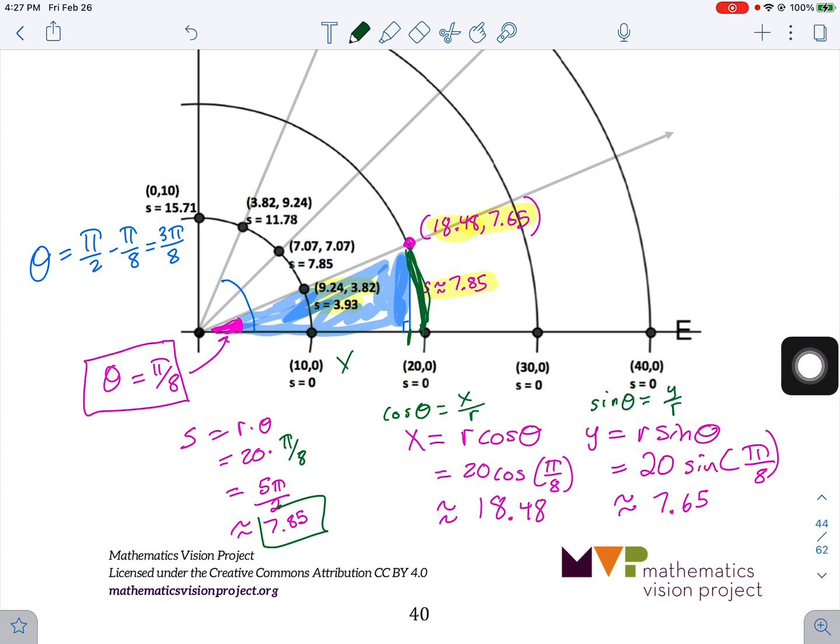Now we notice with these concentric circles, the first one goes out 10, the next one goes out 20. When we look at the numbers, we notice that the arc here was 3.93, and the arc over here was double that, 7.85. We also notice that the x value of 9.24 was doubled to the x value on the larger circle, and for the y value 3.82 was also doubled, and that's because the radius was also doubled.